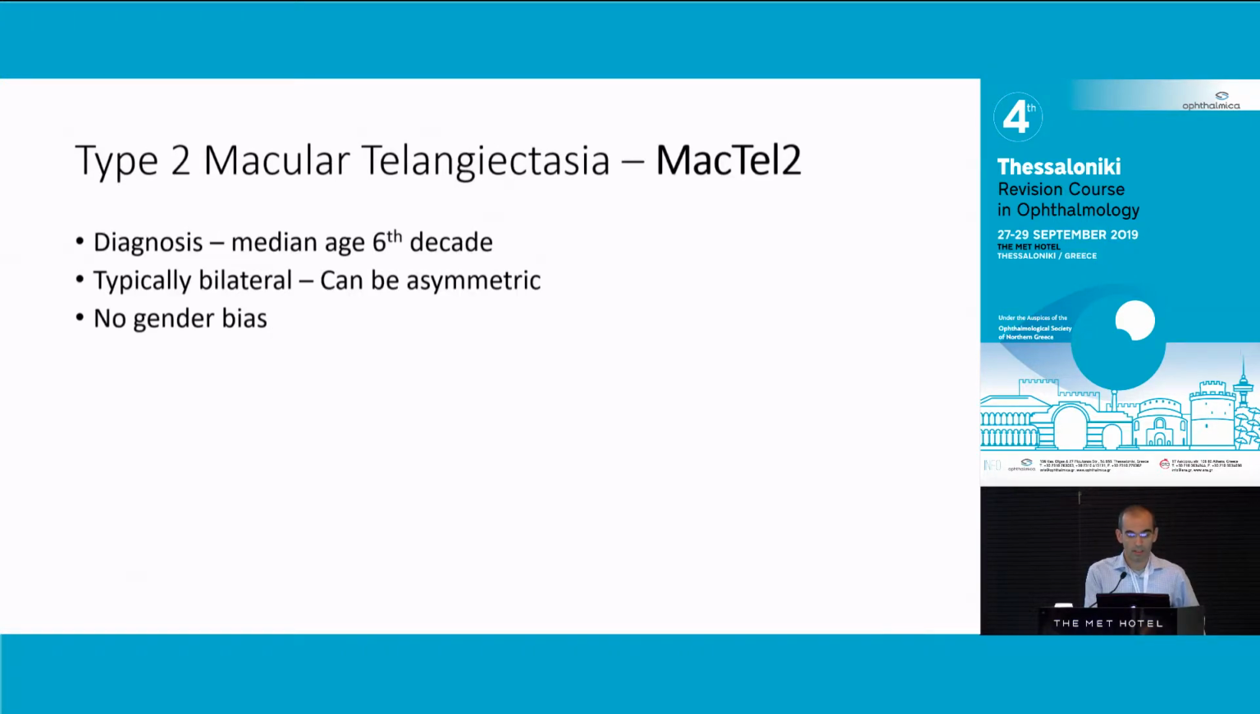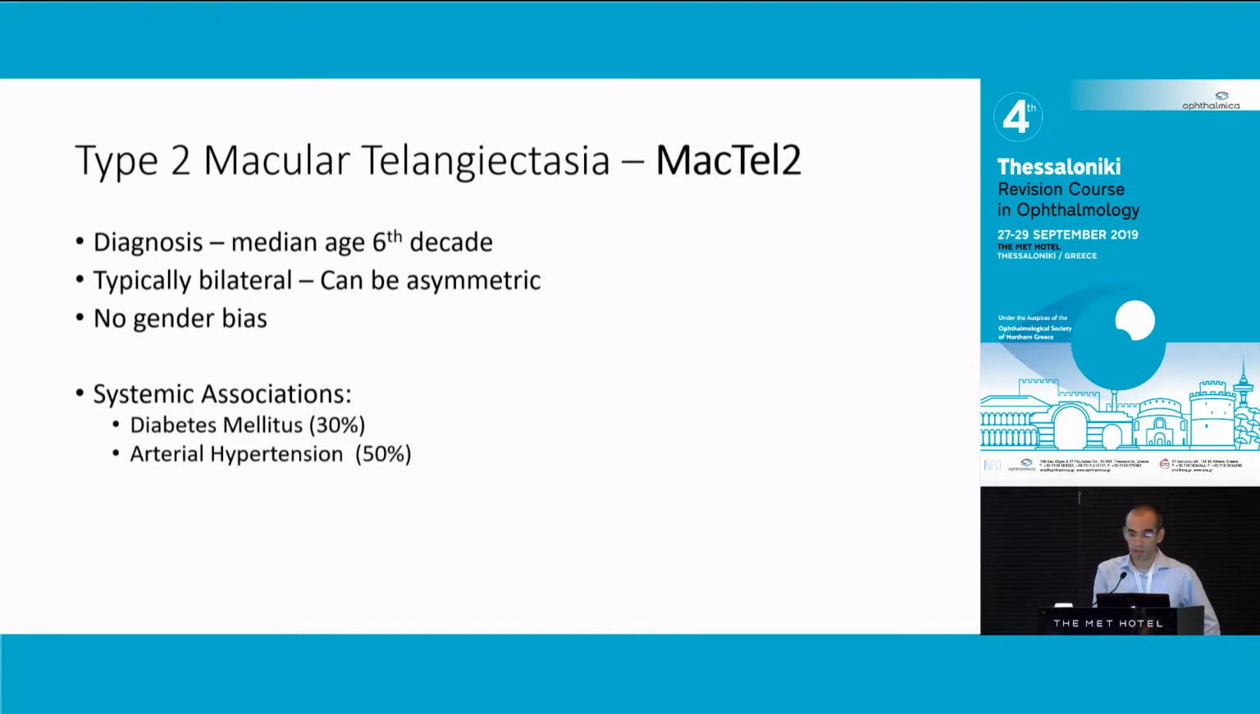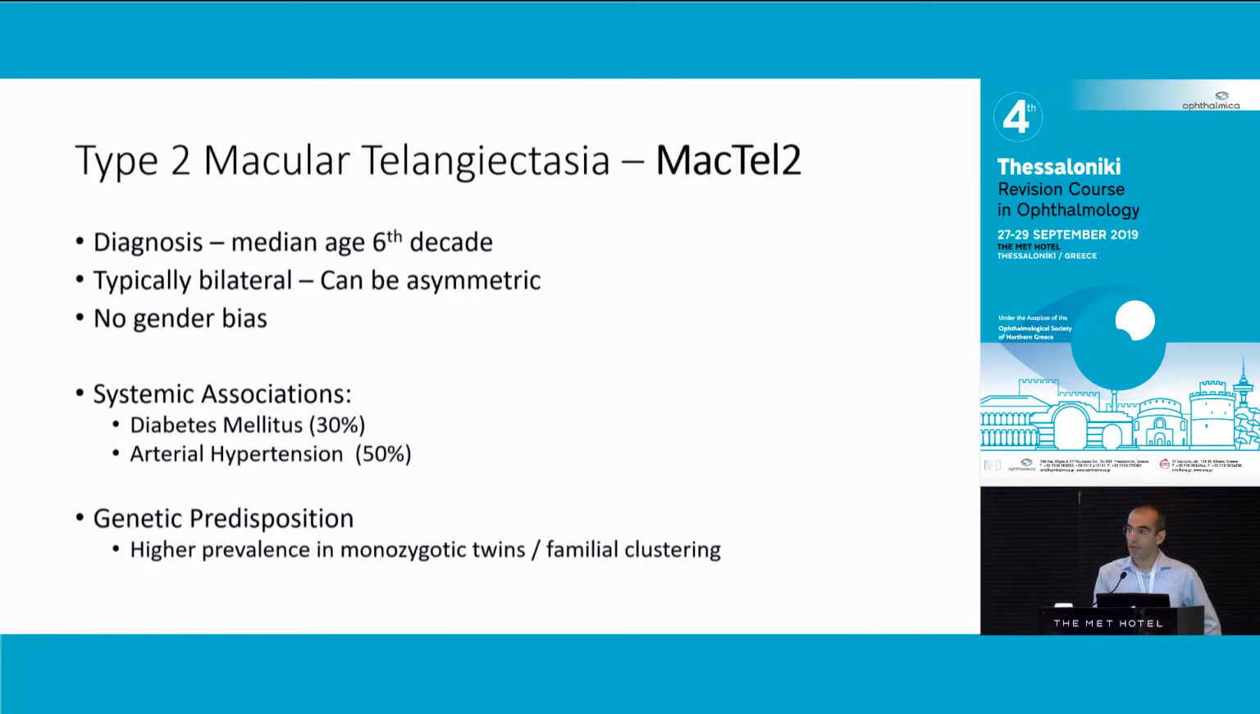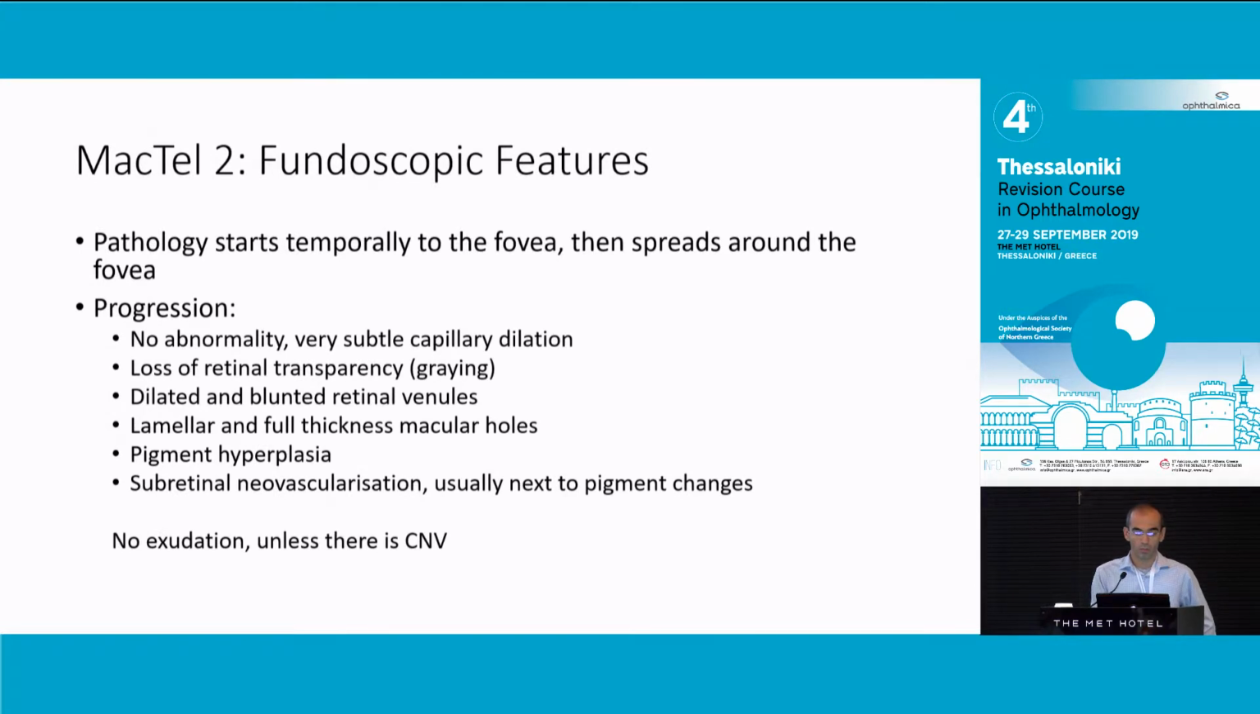Now, MacTel 2 is a very different disease. It has a later onset, it's bilateral, but it can be asymmetric. There's no gender bias. It's often associated with diabetes and arterial hypertension, and there is a genetic predisposition. You will find familial clustering, and there's a higher prevalence in monozygotic twins. So, fundoscopically, with early MacTel 2, you might not be able to see anything.